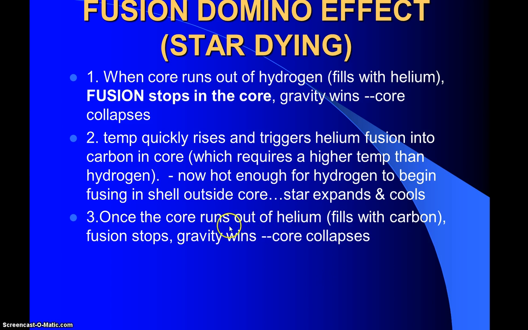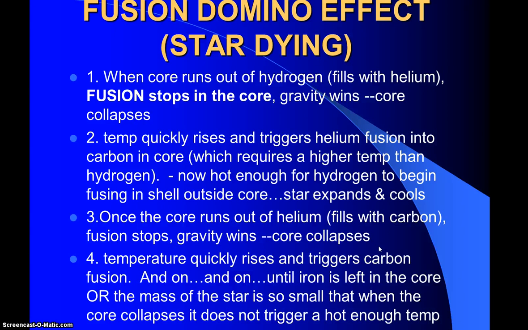Once the core runs out of helium, of course it's filling with the carbon that it's forming, fusion stops, gravity wins, the core collapses. So it's a series of collapsing and then expanding when fusion kicks in again. Collapsing and expanding. Temperature quickly rises again, triggers a hot enough temperature for carbon to fuse, and on and on and on, all the way until iron is left in the core.